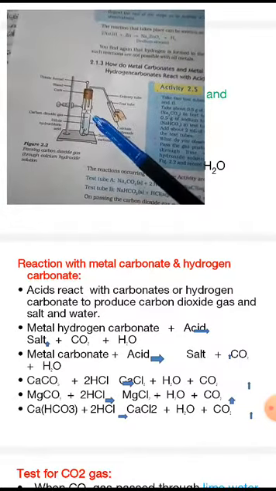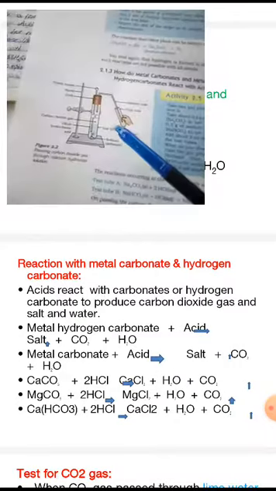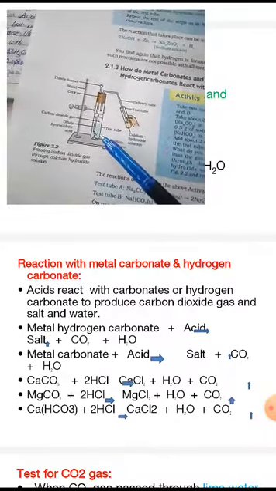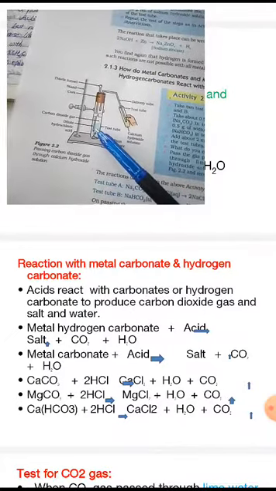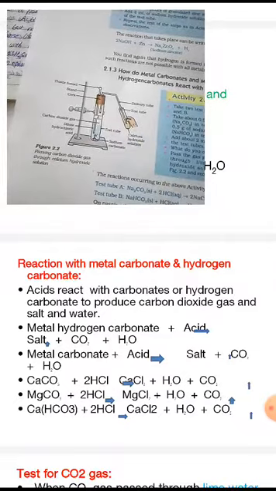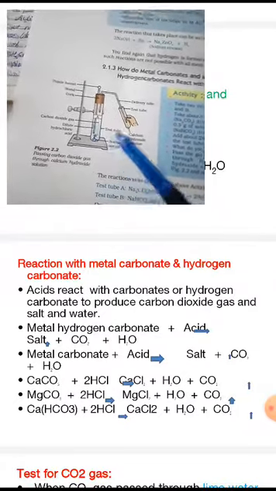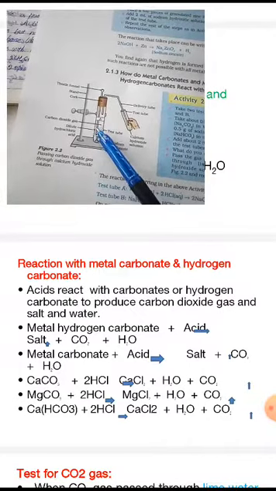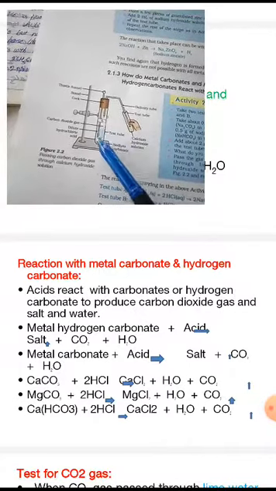See here, take two test tubes, label them as A and B, and take about 0.5 gram of sodium carbonate. In one test tube you take sodium carbonate, and in another test tube you take sodium bicarbonate. Here we are discussing only one experiment. Add 2 ml of dilute hydrochloric acid. Means you take sodium carbonate and add hydrochloric acid.